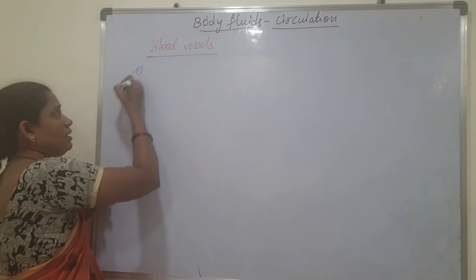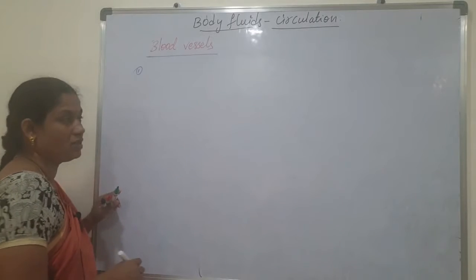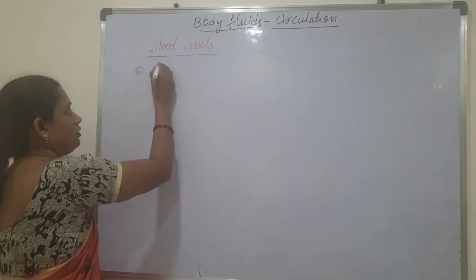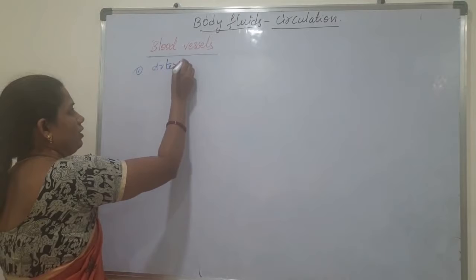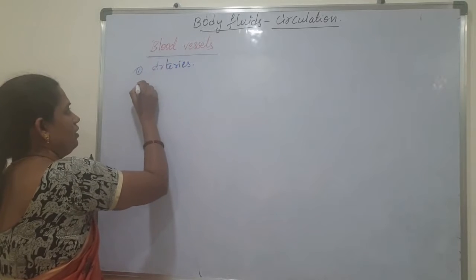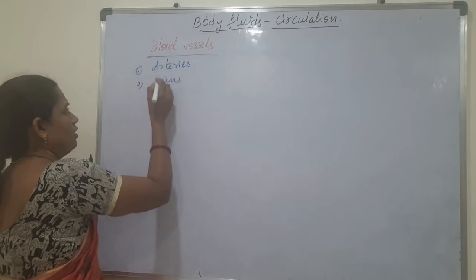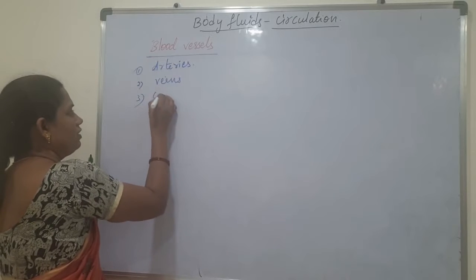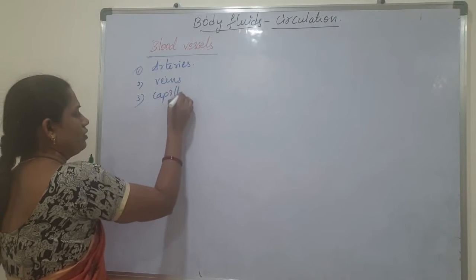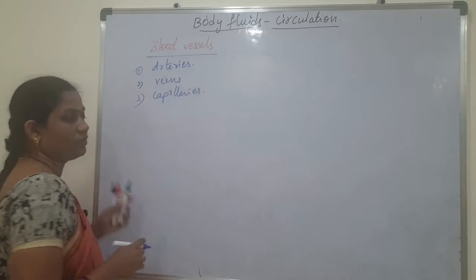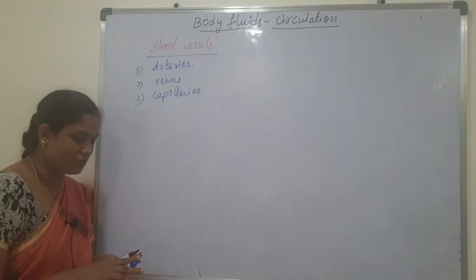Blood vessels are classified into three types. They are arteries, veins, and third one, capillaries. These three types of blood vessels are present.